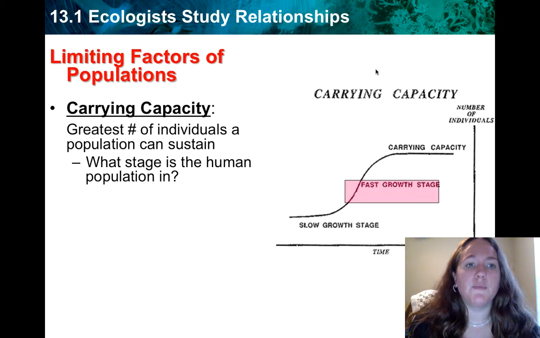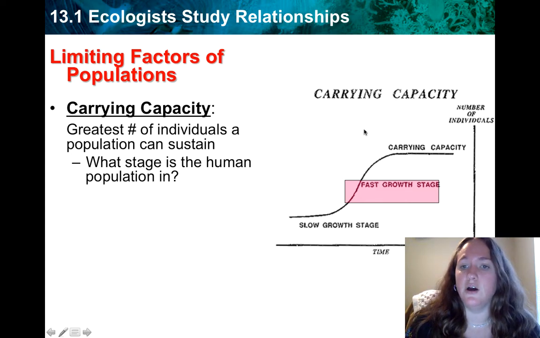Now, some limiting factors of populations, we have our carrying capacity. This is the greatest number of individuals a population can sustain. So when you go over here, we see we have this slow growth, then we hit exponential growth, also known as the J-shaped curve. And then once we hit our carrying capacity, we have hit this kind of S shape, which is called logistic growth. So your carrying capacity is maybe we ran out of enough water for everyone, so now our population has leveled off. Now, what stage is the human population in? We are still in this J-shaped curve, growing exponentially. We really don't know what the carrying capacity of the human population could be.